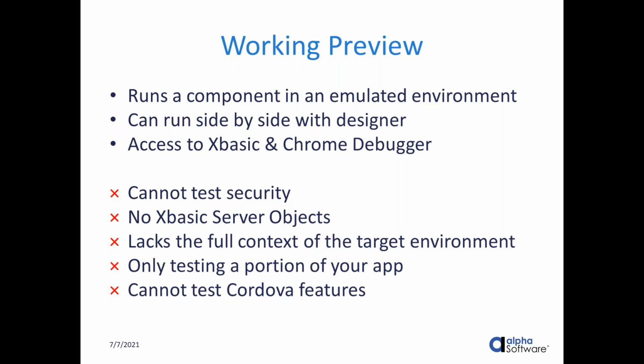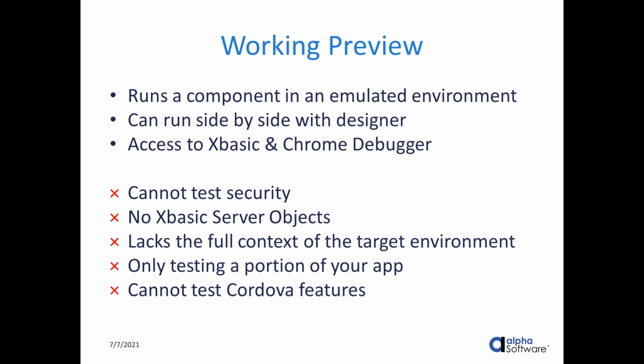But there are a lot of drawbacks with Working Preview. Some things you can't test. You can't test security. There's no emulator for security because it doesn't use the application server, which we'll talk about in the next slide. You have no access to XBasic server objects. The types of objects this refers to are primarily the context object: context.security, context.request, context.session. That object doesn't exist. So if you wanted to write a server-side script that uses it, it's not going to work in Working Preview.